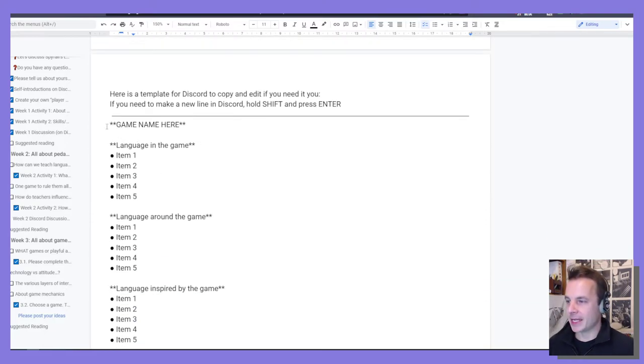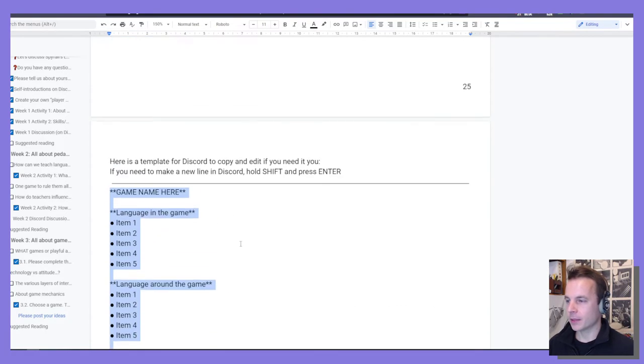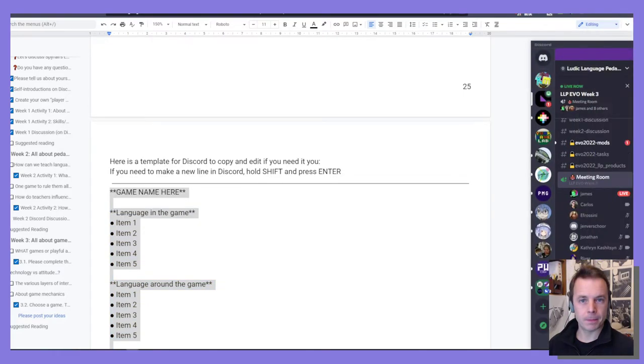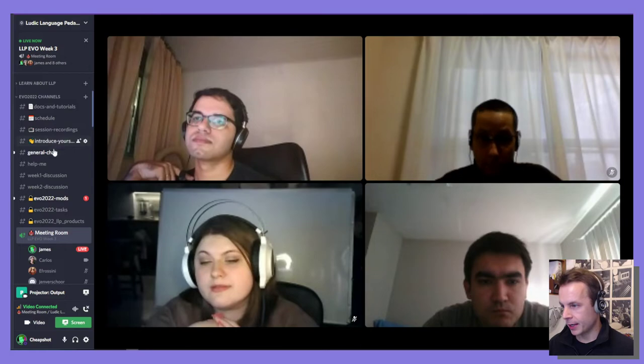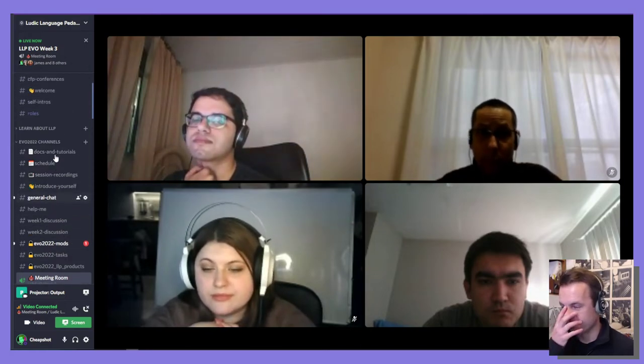And there's a template here. It says, here is a template for Discord to copy. All you need to do is copy this. I'll show you how to do it. In fact, I'm going to make it right now. Oh, I got a message in mod. Sorry, I didn't have my notifications on.